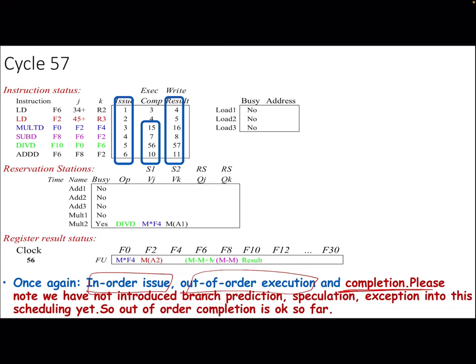In the next lecture, we'll actually look at the notion of speculative execution and what else we need to do to make sure that we do dynamic scheduling, but at the same time, we have to make sure that we can handle, let's say, a wrong prediction from a branch predictor or a page fault or an exception, and then what can be done. Okay, so keep that in mind. So far, we haven't done that.